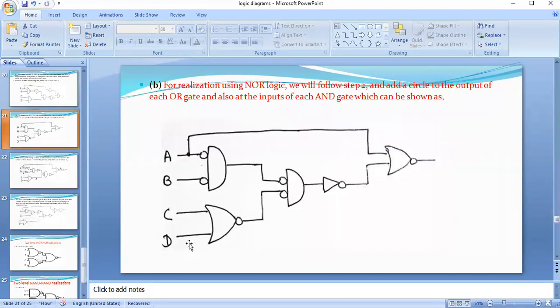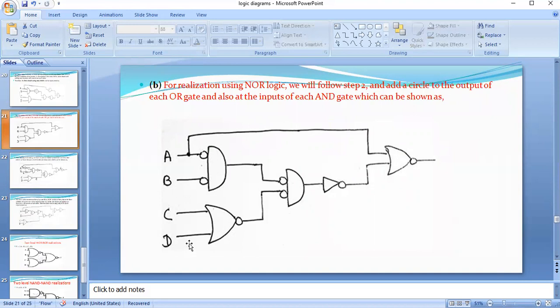Okay, and next one, a realization using NOR logic. In the same way, the first step is to draw the logic diagram using basic gates: AND gate, OR gate, and NOT gate.